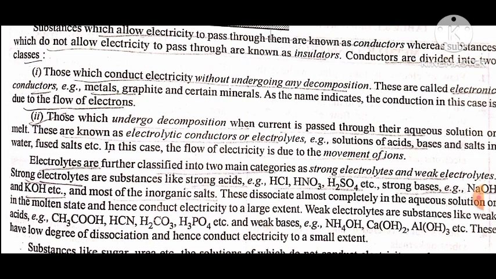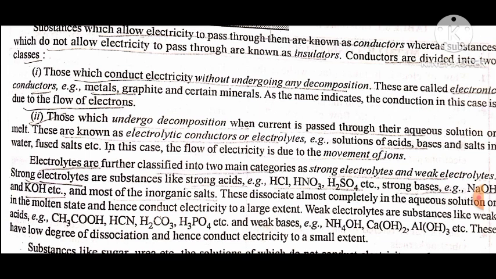Electrolytes are further classified into two main categories as strong and weak. Strong electrolytes are substances like strong acids such as HCl, HNO3, H2SO4 and strong bases, that is NaOH, KOH and most of the inorganic salts. They dissociate almost completely in the aqueous solution or in the molten state and hence conduct electricity to a large extent.